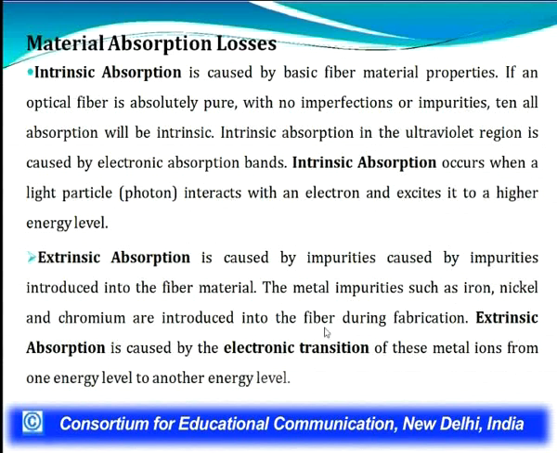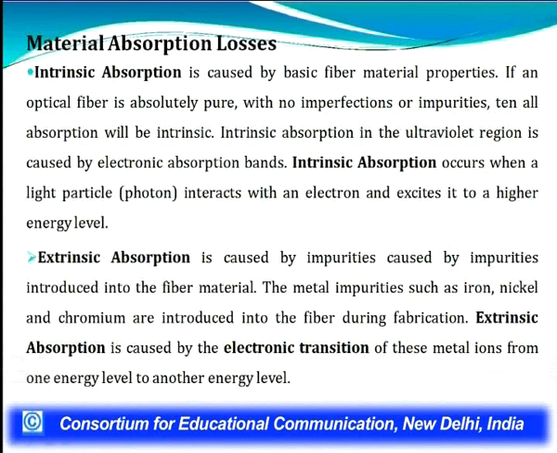In the case of extrinsic absorption, impurities are added into the material or attached to the optical fiber, and this causes extrinsic absorption. Extrinsic absorption is caused by impurities which are introduced into the fiber material. Metal impurities such as iron, nickel, and chromium are introduced into the fiber during fabrication.